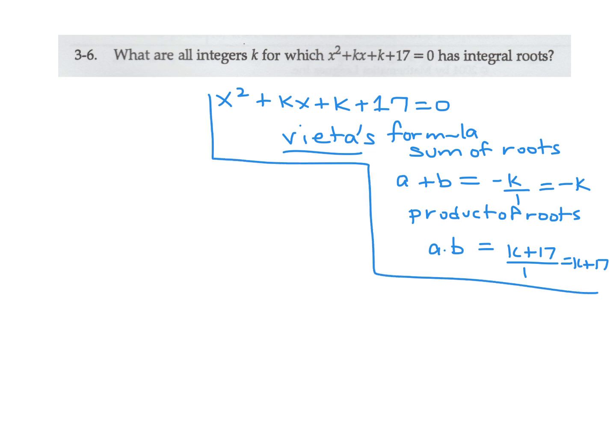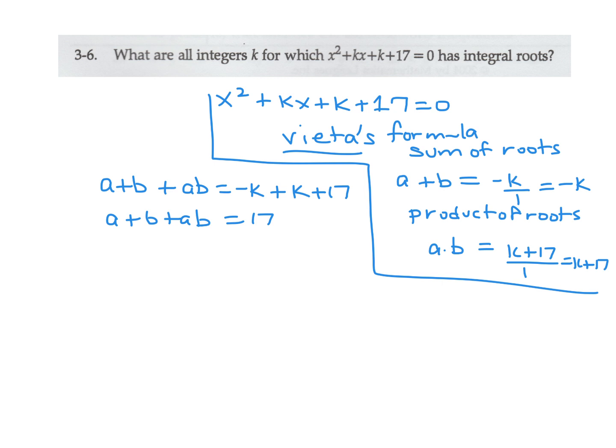Now we have to somehow come up with some correlation. If I add up everything, a plus b plus ab, that gives you minus k plus k plus 17. So that means that a plus b plus ab is just 17. And then if I factor out a b, I'm going to get 1 plus a.